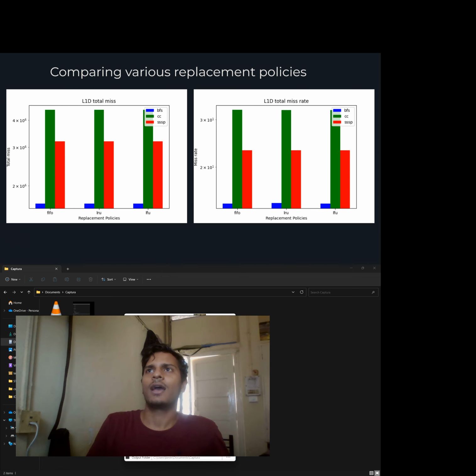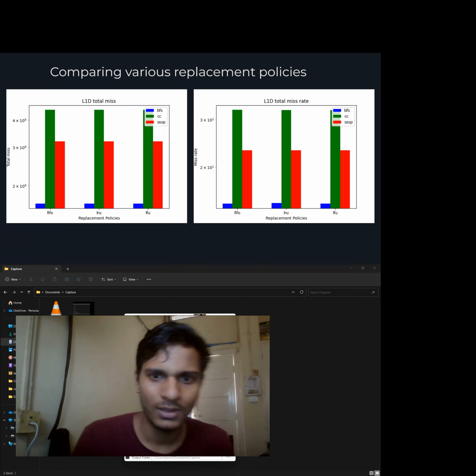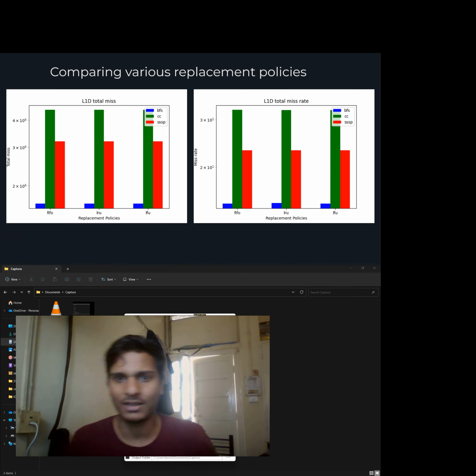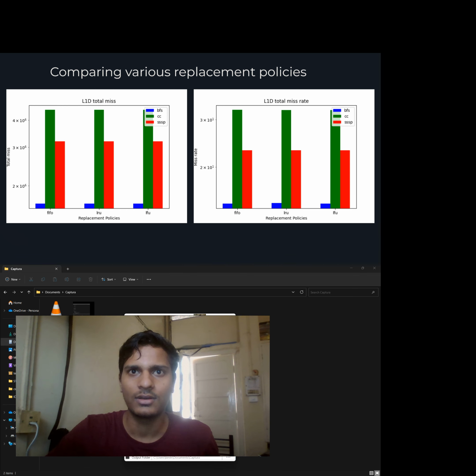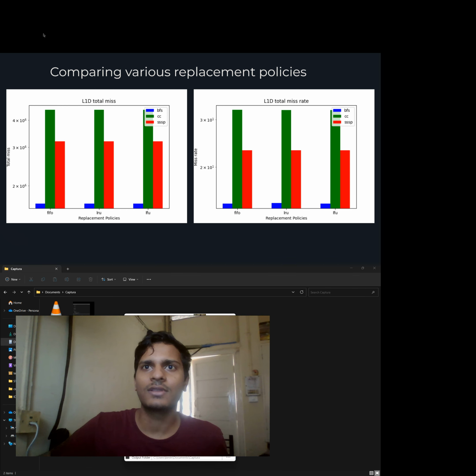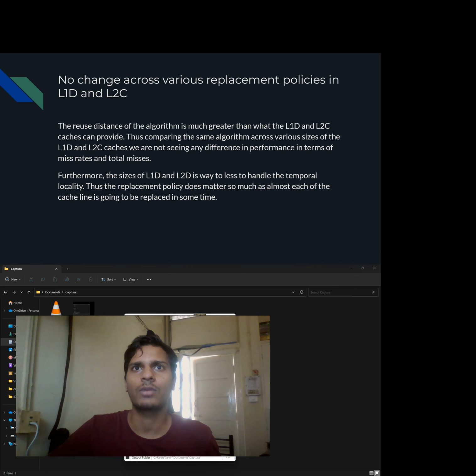So, one more reason is that these caches are so small that no matter which replacement policy we use, these cache lines are all going to be evicted in a very small amount of time. So it doesn't really matter how we are evicting them, because all of them are going to go out. And the next trend that I want to talk about, here's the explanation in words.